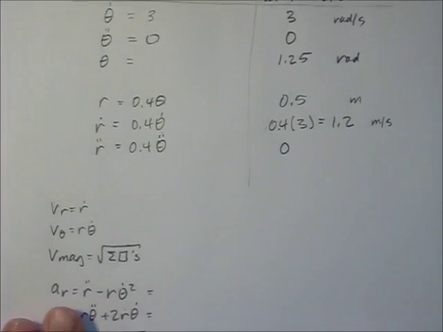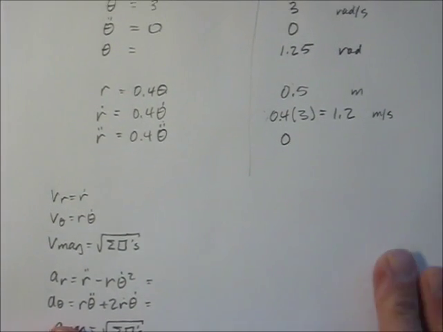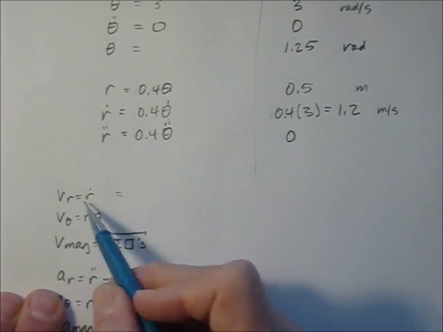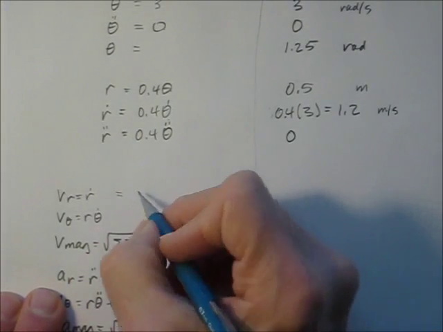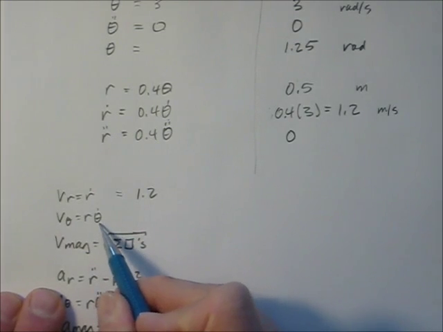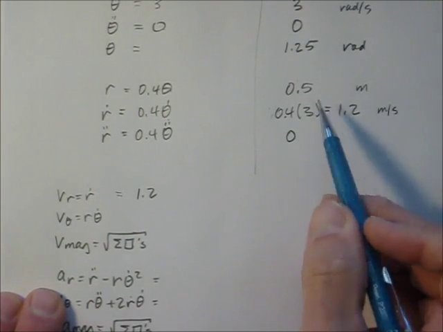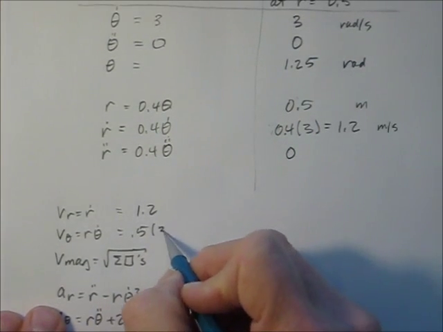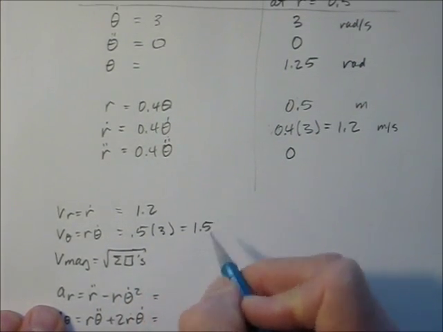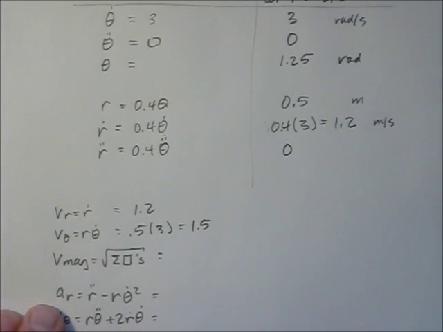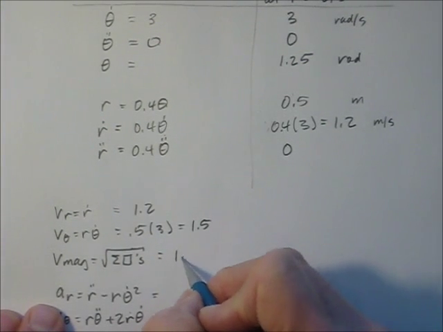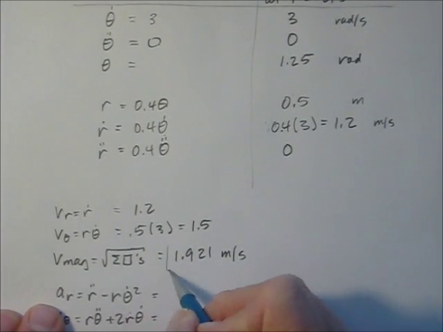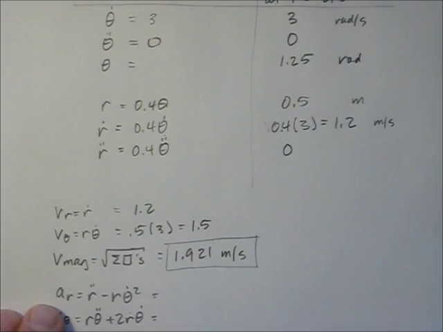All right, plugging those things now into our equations is pretty simple. All we have to do is r dot is equal to, from the table, 1.2. R theta dot is equal to 0.5 times theta dot, which is 3. So that's equal to 1.5. And the square root of the sum of the squares of that is equal to 1.2921 meters per second. So that's the answer that we'd be looking for.